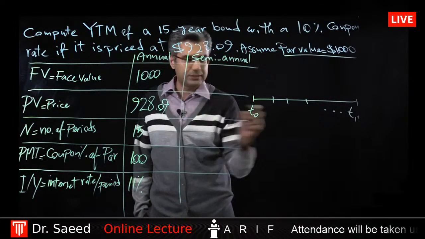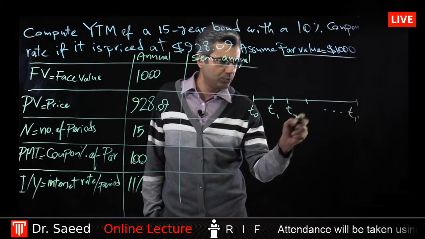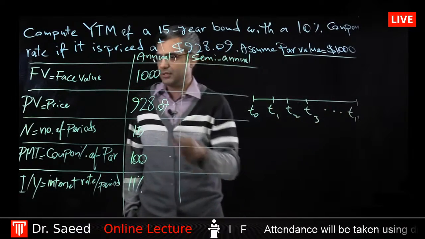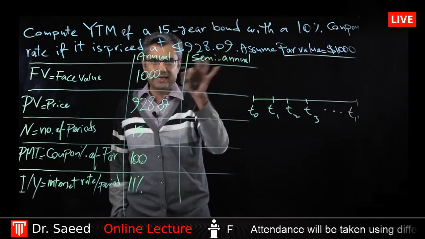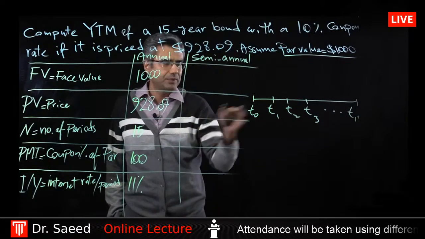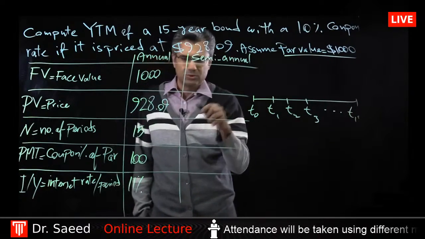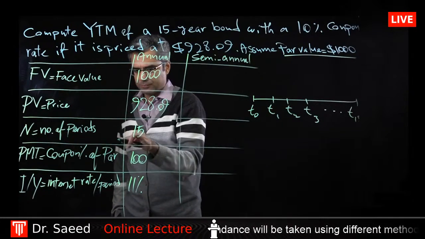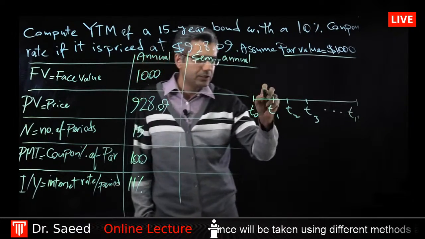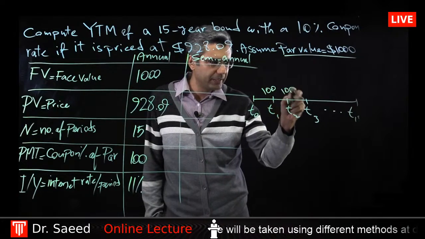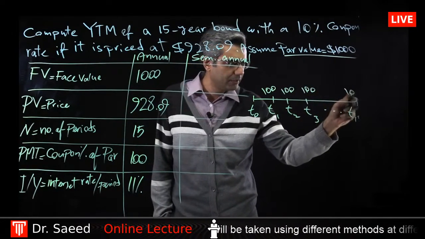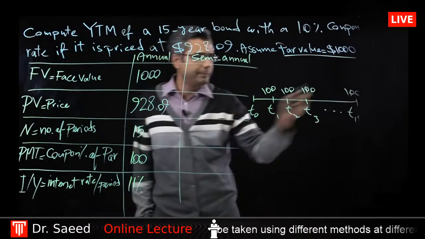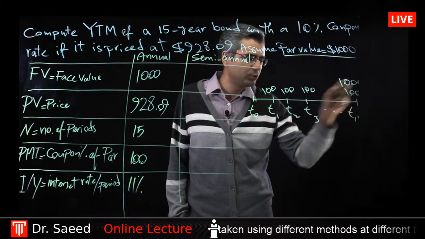It's good to recap this. So it's T1, T2, T3, and goes to T15. I'm just drawing the timeline based on the annual assumption. So the story of the bond is, there is a payment here of $100. Every year $100 will be paid, and then at maturity, the $1,000 par value will be paid to the investor.